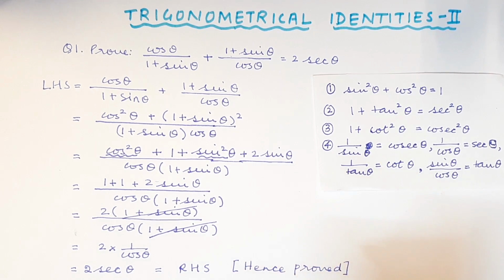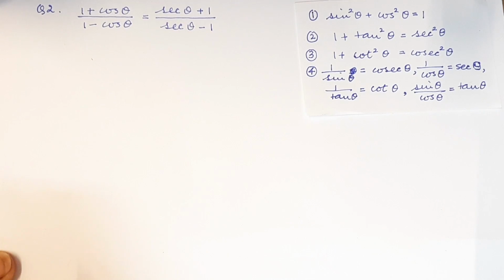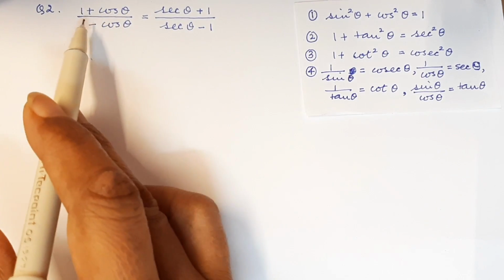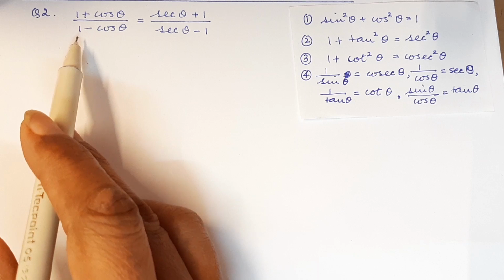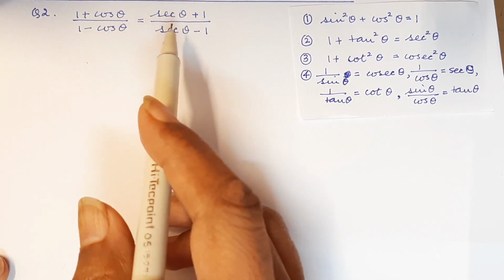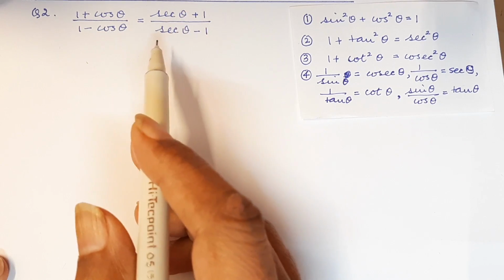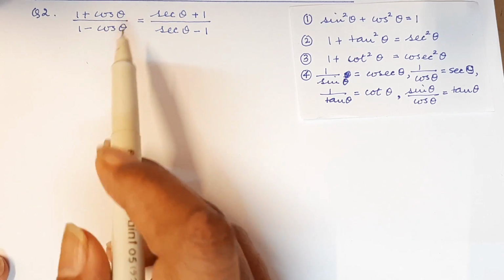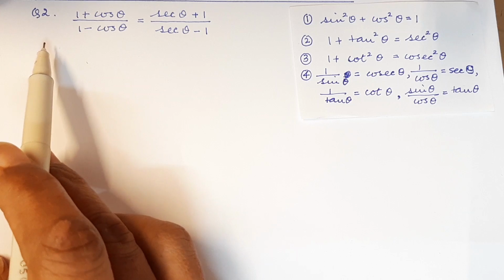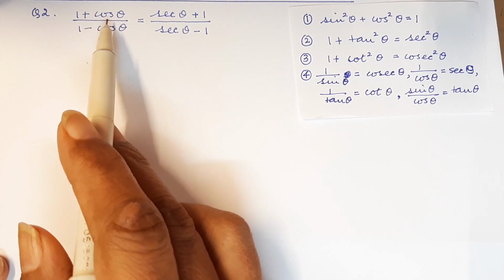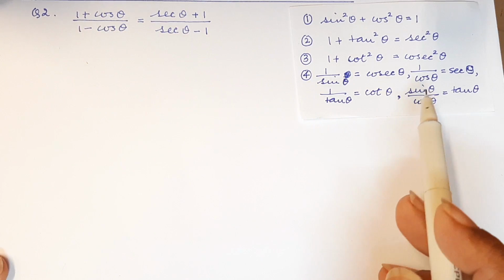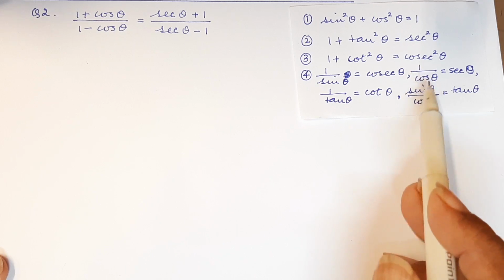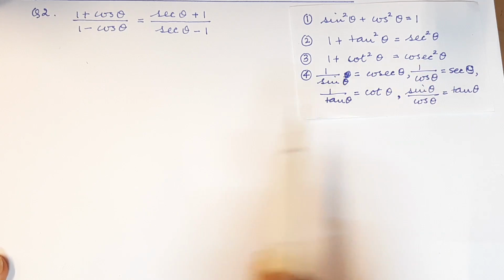Now this was one of the simpler ones. Now slowly and gradually we'll take a little more complex ones. Let us come to our question 2. We have to prove that 1 plus cos theta upon 1 minus cos theta is equal to sec theta plus 1 upon sec theta minus 1. Now here we are going to start with LHS, and we are going to look at this cos, and our cos, if it is made the reciprocal of it, it becomes sec theta.